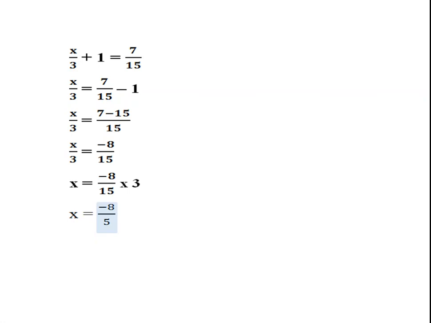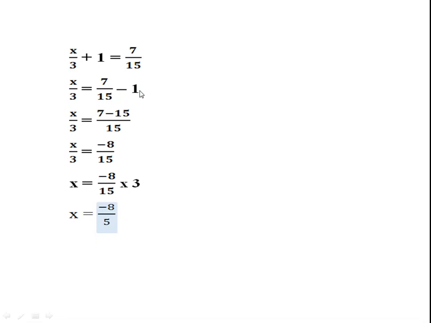x by 3 plus 1 equal to 7 by 15. Here you can see the variable is x. x by 3 plus 1. This is a constant. So you have to take this constant to the other side of the equal to sign. So plus 1 becomes minus 1. x by 3 equal to 7 by 15 minus 1.